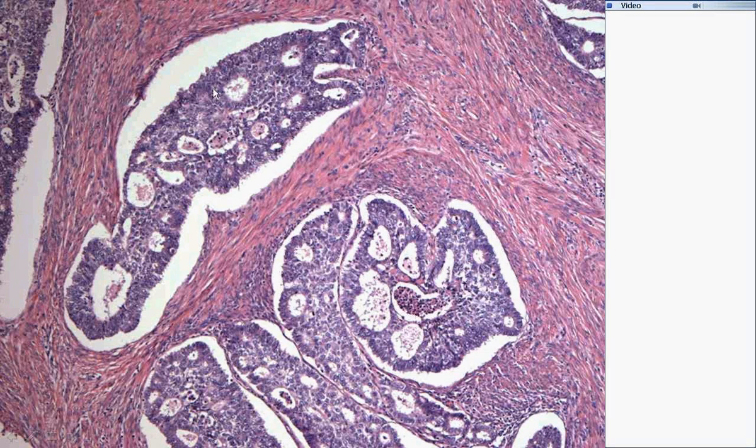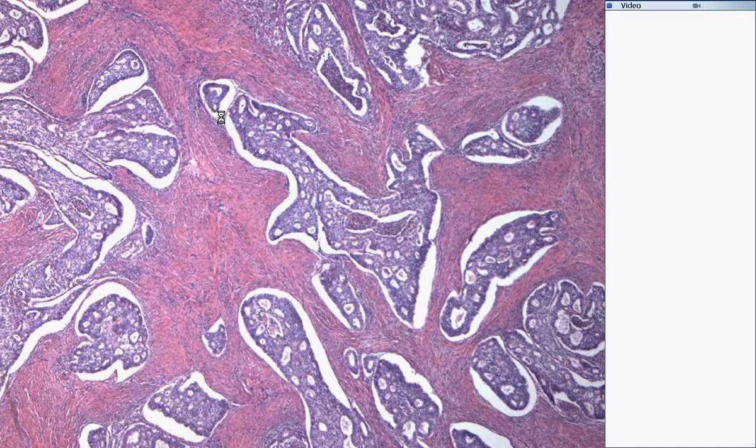This really could be like a lymphatic invasion, but it isn't. This is a very significant retraction artifact. And as you can see, it can be quite significant. So you may wish to do immunohistochemistry in some of the cases.